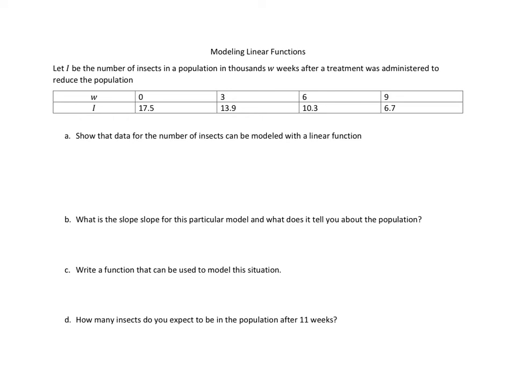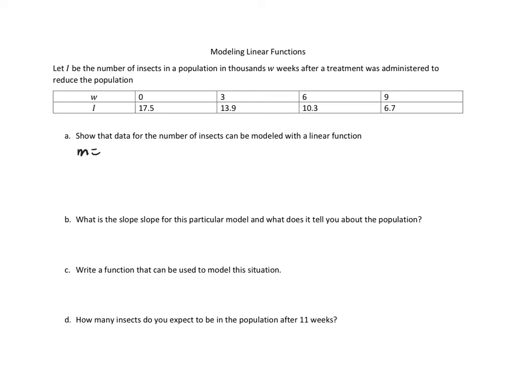In this example, we're going to look at what it is that makes something a linear function and how we can identify and be certain that it is. So here we're going to let I be the number of insects in a population in thousands, W weeks after treatment was administered to reduce the population. Show that the data for the number of insects can be modeled with a linear function. So what we're really looking to show here is that the slope is the same throughout this function.